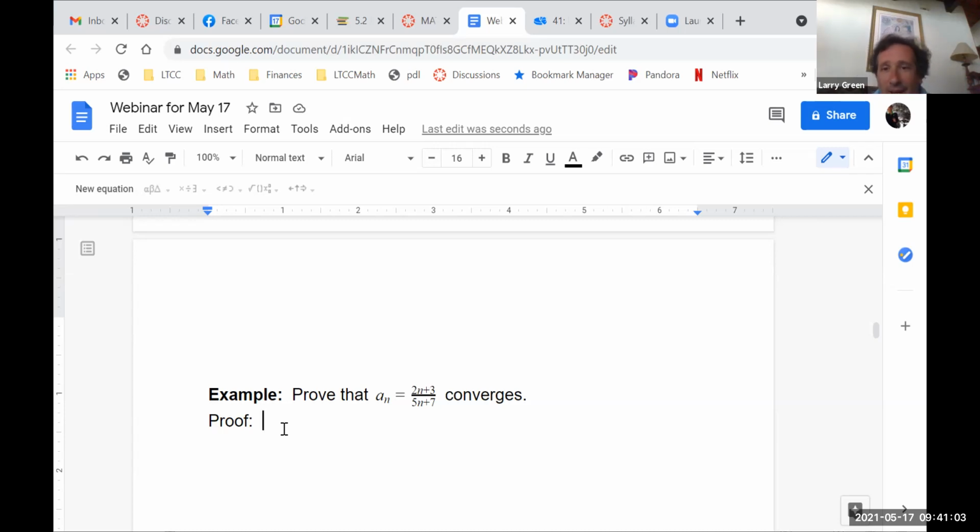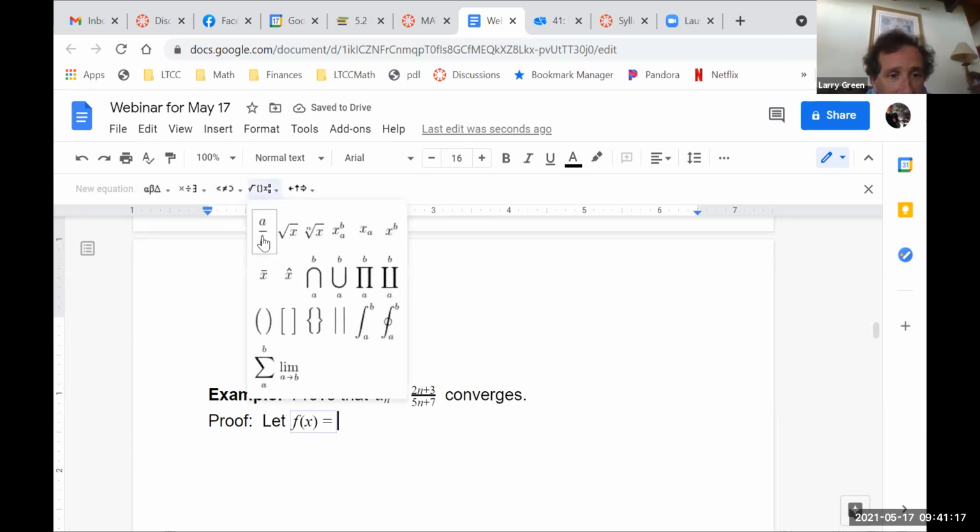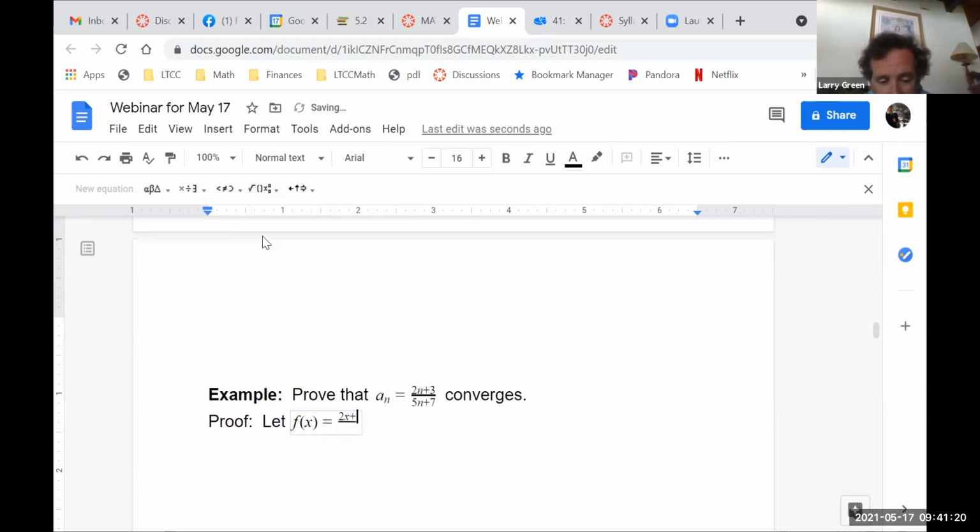Okay, Rigney, you're pretty good, but you should write down what f of x is. So let f of x equal, we need to actually say what f of x is. In this case, f of x is equal to 2x plus 3 over 5x plus 7. Then clearly f of n is equal to a sub n, because we're just substituting n in where we see an x, and that gives you a sub n.